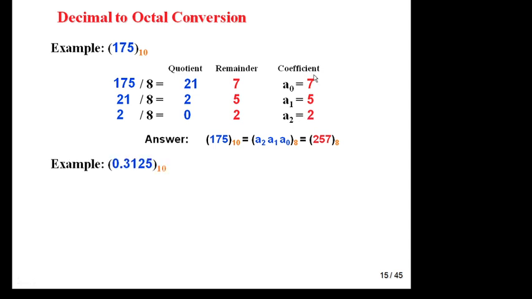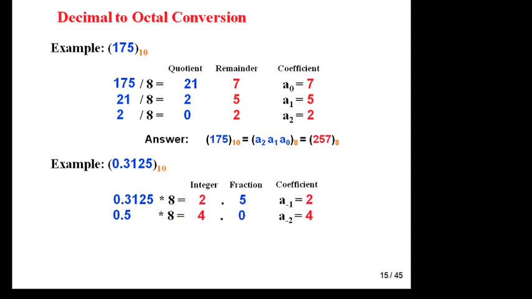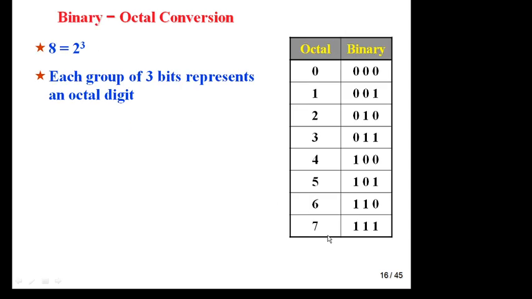Okay, for the fractional part, again the same process: multiply by 8 and separate integer and fractional part, and the final answer will be the integer parts in forward order, 24. So 0.24.